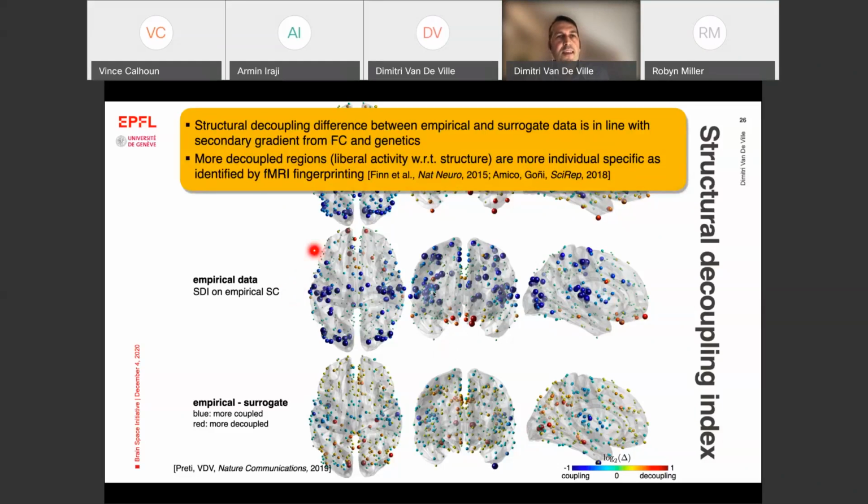And also the more strongly decoupled regions, frontal, parietal, so the transmodal ones, are the ones that are commonly reported as being much more specific to an individual, as for instance in applications such as fMRI fingerprinting.